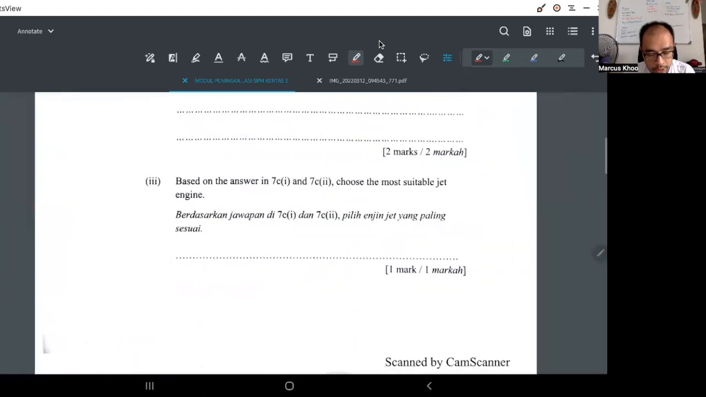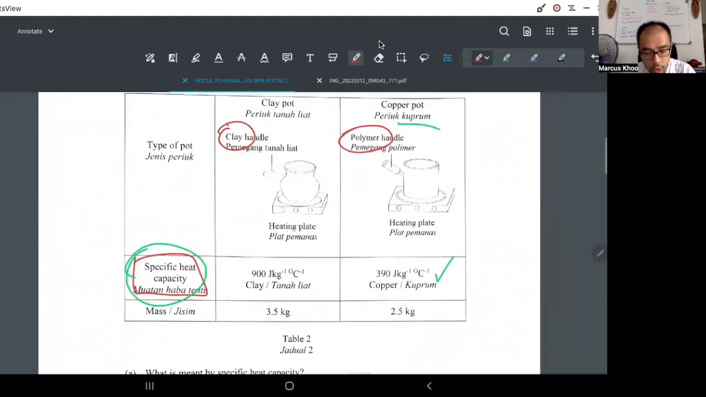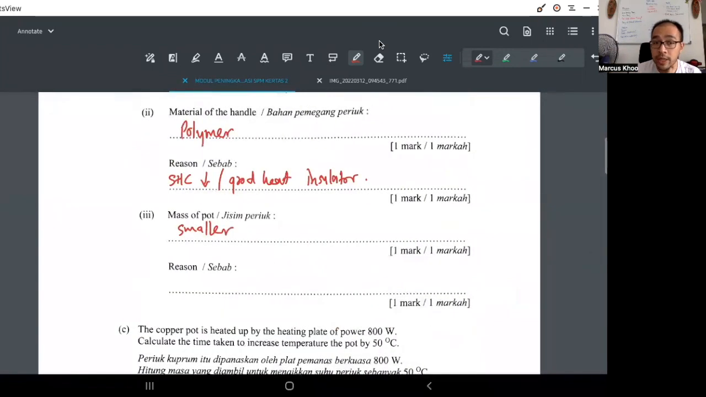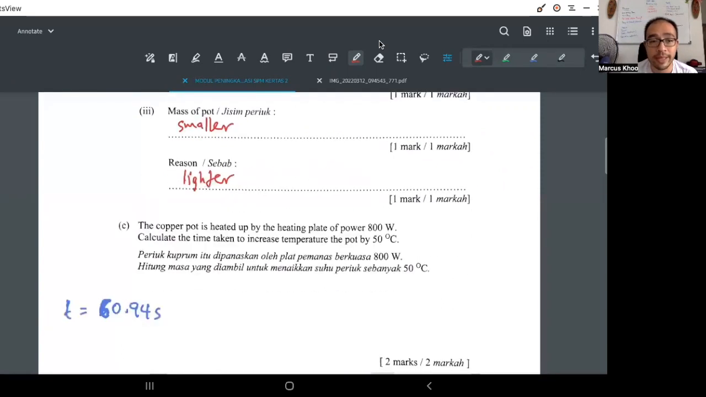Remember everybody, don't write the number. Write higher or lower, smaller or bigger. Why do we want a smaller mass of the pot? So that it will be lighter. Lighter, easier to carry around, easier to throw at whoever is making you angry, or whatever that you want to do with the pot. So lighter is always better.